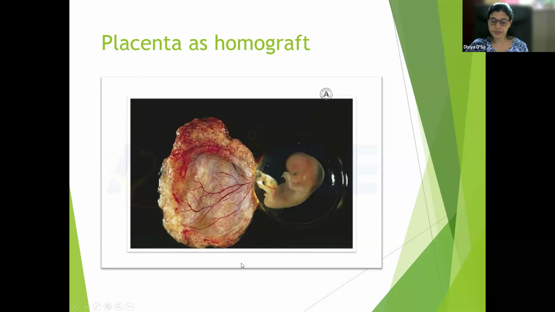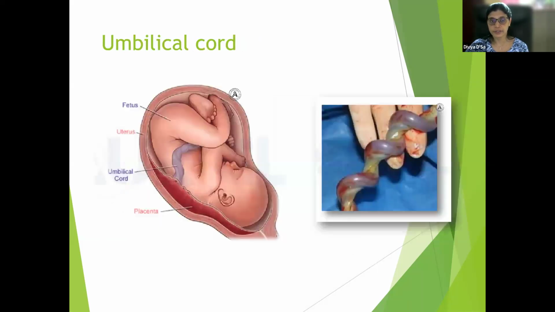Because of that, since it has an anti-insulin effect, the levels of glucose and amino acids in the maternal blood will increase, and it will enhance the utilization of this glucose by the fetus. As for storage, it stores glycogen, calcium and iron in the early months of pregnancy. Later on, that function is taken up by the liver. Placenta is called the homograft.